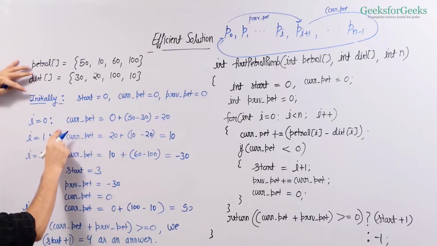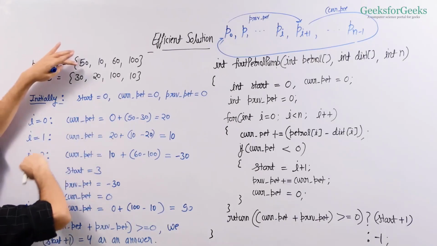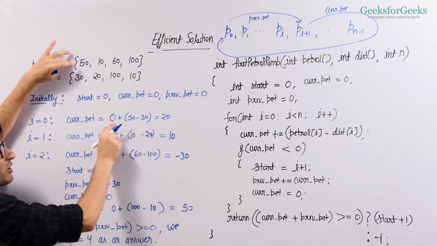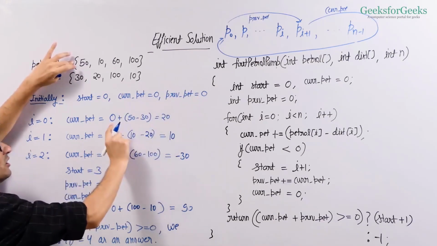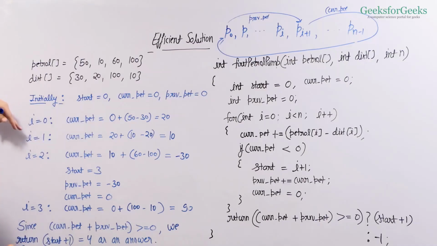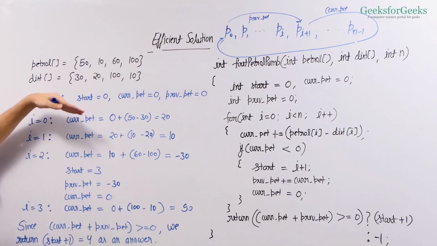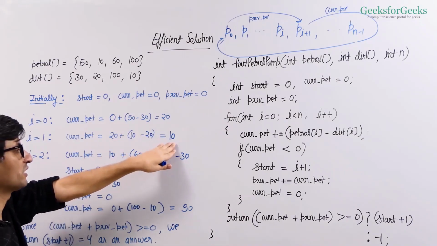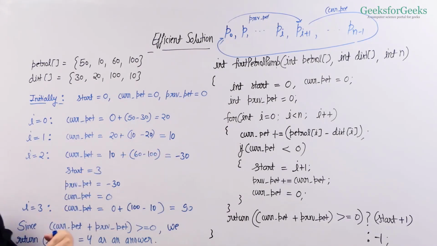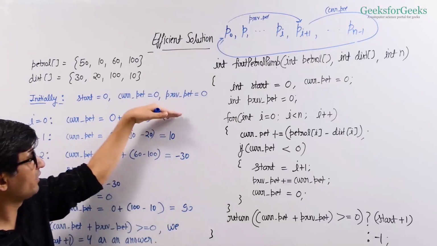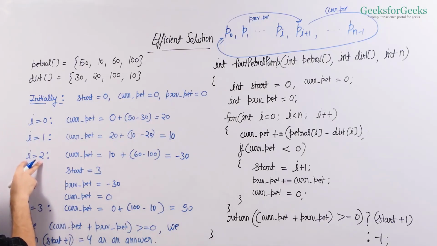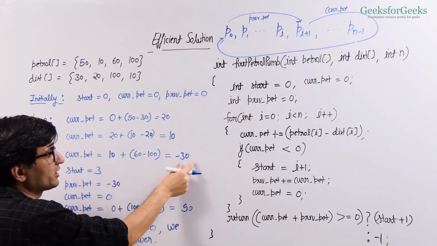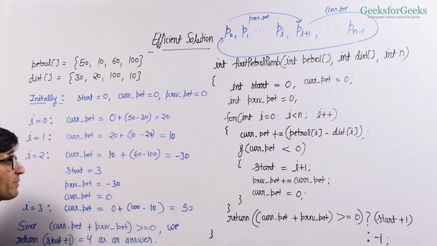When we run for I equal to 0, we compute the current petrol as 50 minus 30, 20, right? Current petrol, 20, is added to the previous value of current petrol, 0. So 0 plus 20 is 20. Now when we come to I equal to 1, we add 10 minus 20. So we have 20 plus 10 minus 20 is 10. And you can notice that current petrol did not become negative here and here also. When we come to I equal to 2, our current petrol becomes 10 plus 60 minus 100, which is minus 30. So now it becomes negative.